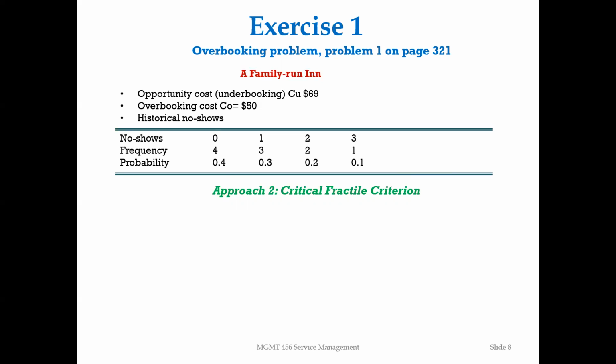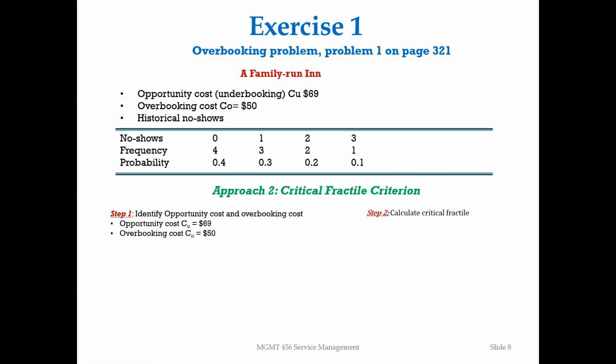So for the critical fractile criteria, we have 3 different steps. Step 1, identify opportunity cost and overbooking cost. For this example, it's already there. The opportunity cost CU is $69, overbooking cost CO is $50. So this is easy.